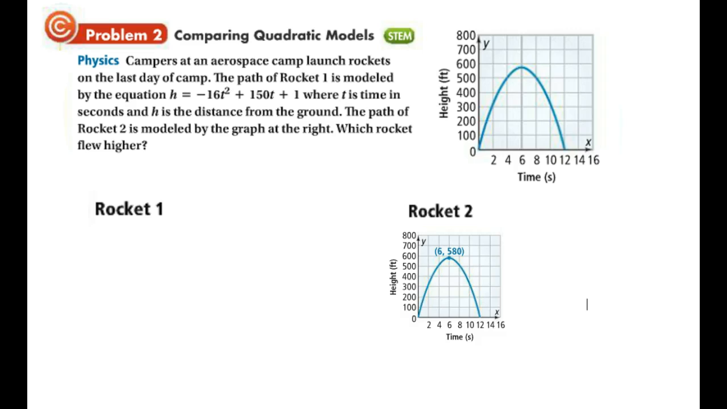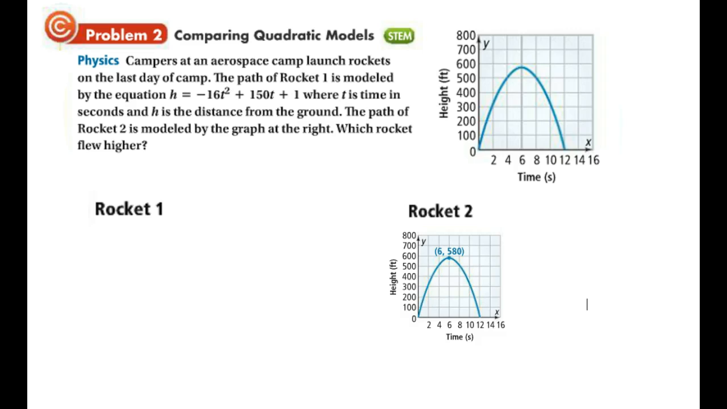Example 2 is a real-life application problem. It says, campers at an aerospace camp launch rockets on the last day of camp. The path of rocket 1 is modeled by the equation h equals negative 16 t squared plus 150 t plus 1, where t is the time in seconds and h is the distance from the ground, also known as the height. The path of rocket 2 is modeled by the graph at right.